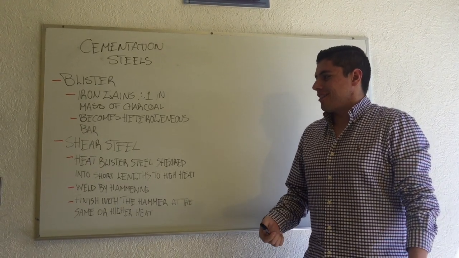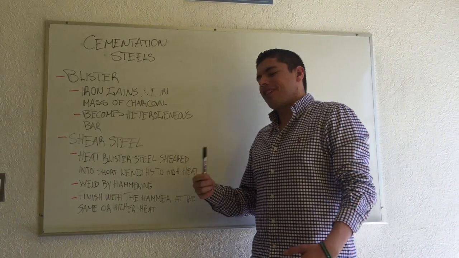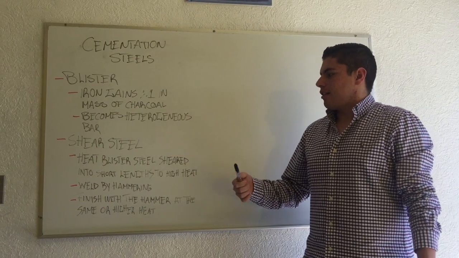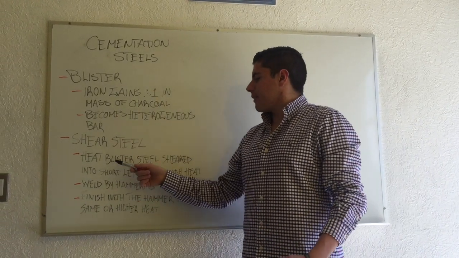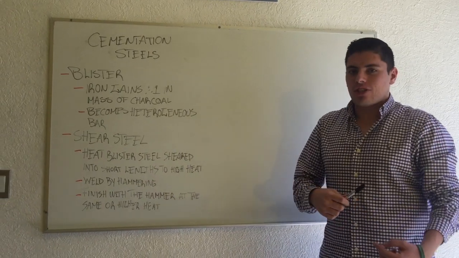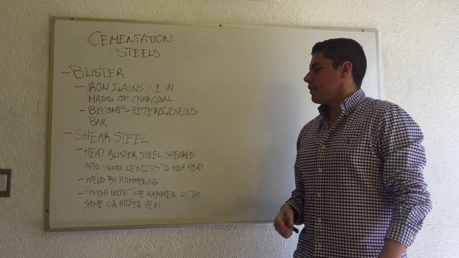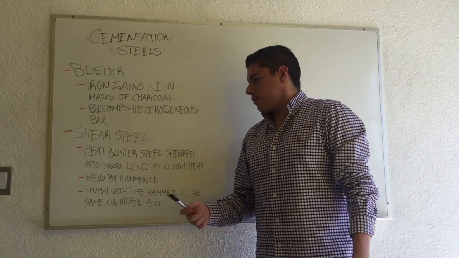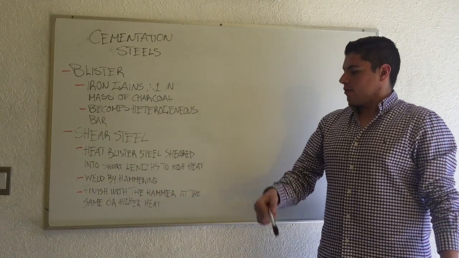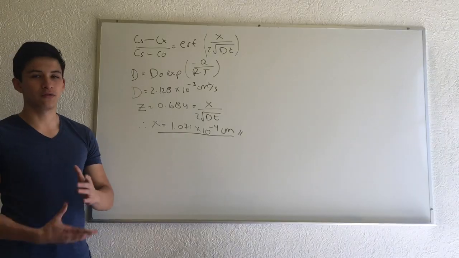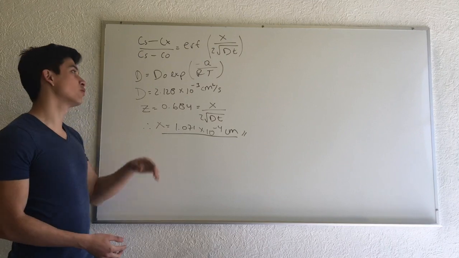The second main one is shear steel, and it's when you have to heat the blister steel, and it has to be sheared into a short length with high heat, as it says here, and after it has to be welded by hammering, and we have to finish with the hammer at the same or higher heat.